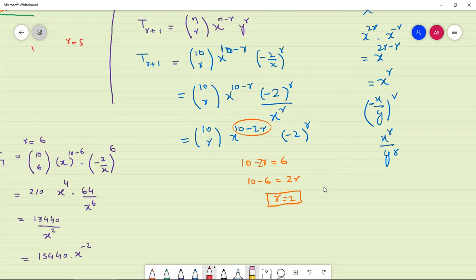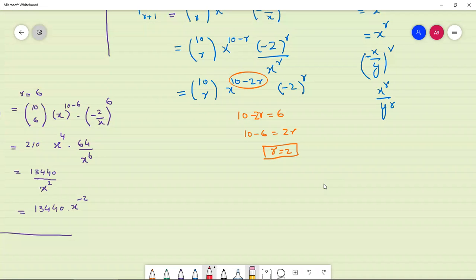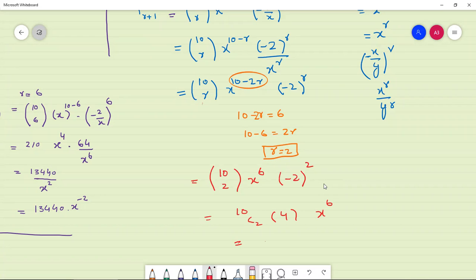In the very next step, put this value into the above equation, this simplified form. Time is running down, so 10 C 2, then x power, when you put r equal to 2, into 4, x power 6, and minus 2 power 2. So 10 C 2 into 4 and x power 6. You can simplify by finding 10 C 2 through a calculator and then multiplying it by 4. The whole answer becomes 180 x power 6.